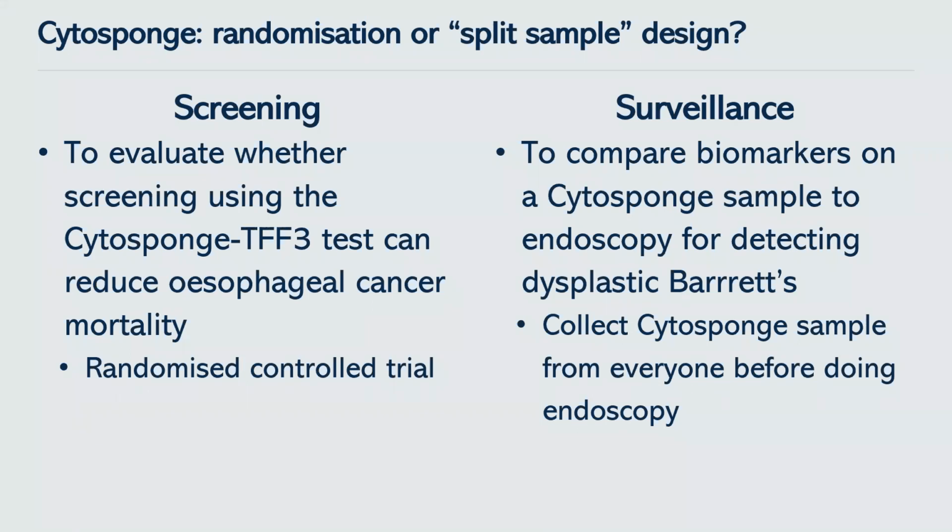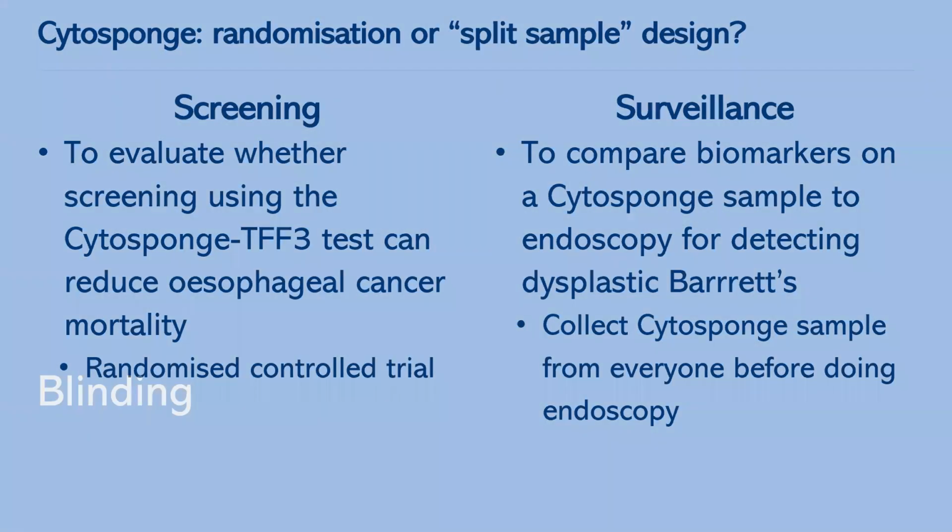But there's also a group of people who have regular surveillance endoscopy every 2 or 3 years, because it's already known that they have some precursor condition. And there we don't need to do a randomized controlled trial. We just simply use the Cytosponge together with endoscopy every time endoscopy is done.